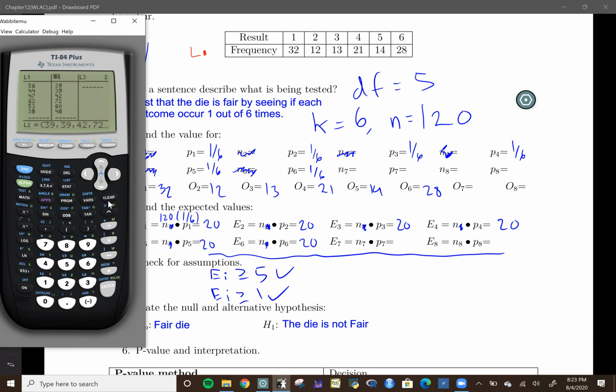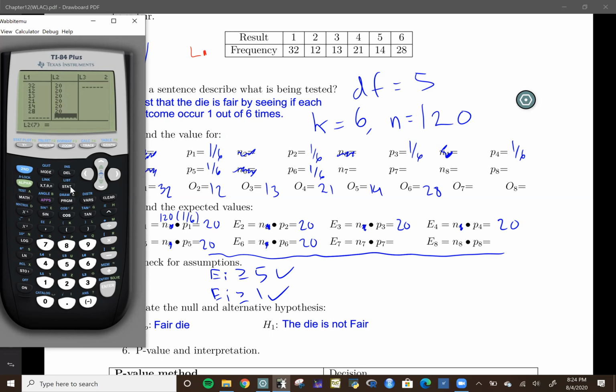All right, so let me clear this. For L1, we put 32, 12, 13, 21, 14, and 28. And then for L2, we put the expected value. Luckily for us, the expected value is 20 for all of these, because it is equally likely. All of them should be the same. All right, so I have L1, I have L2.